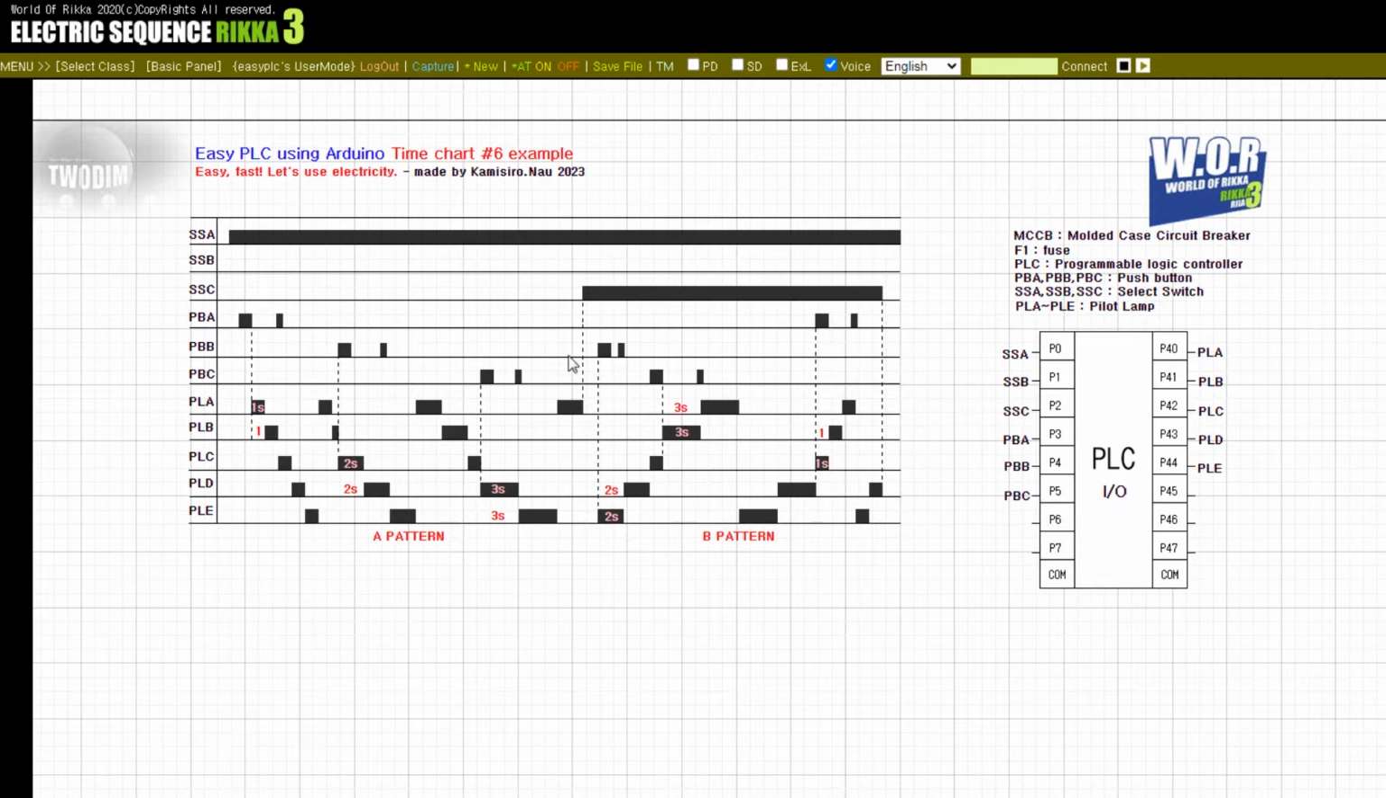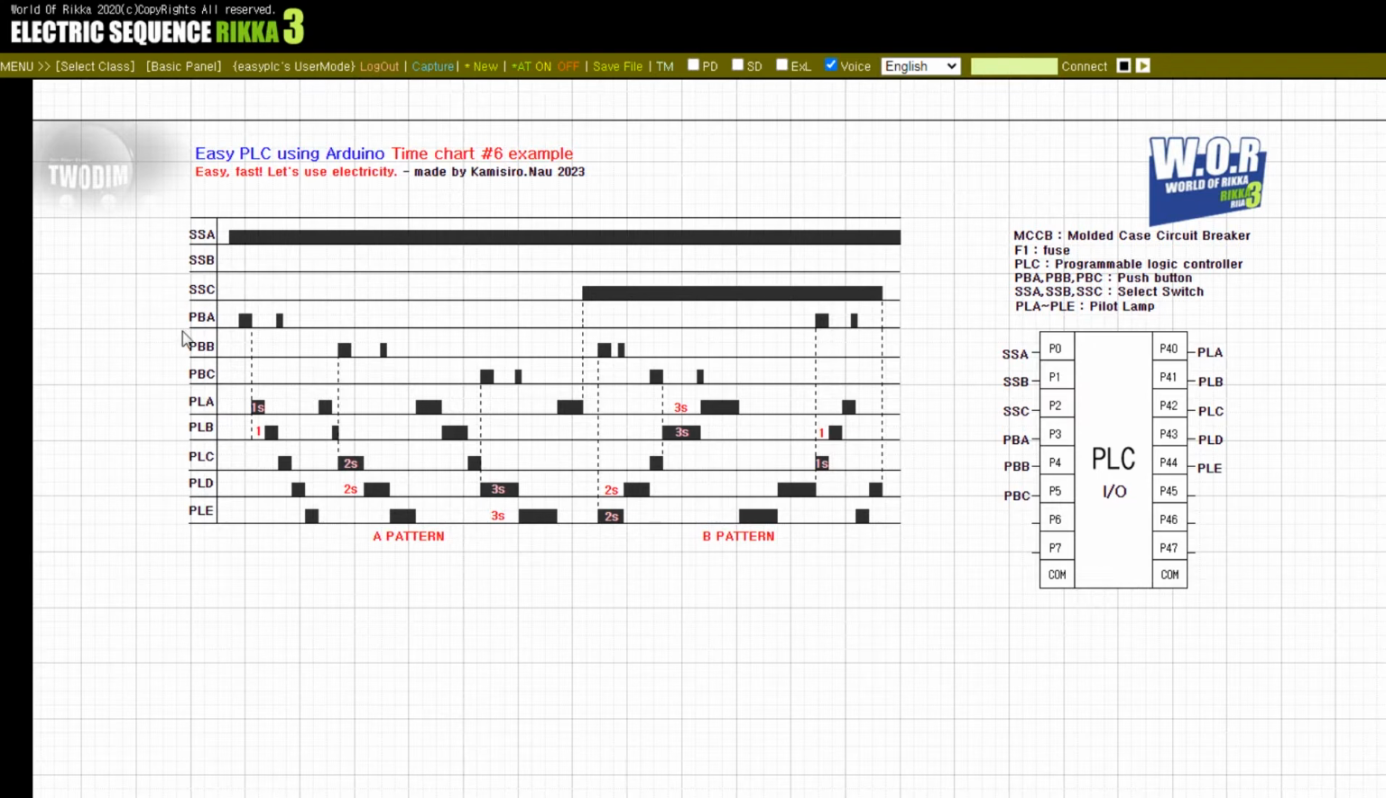Afterwards, when there is a push button PBB input, the lamp that is lit is turned off immediately and the lamp is repeatedly turned on and off every 2 seconds. After the same, according to the push button PBC input, the lamp turns on and off at intervals of 3 seconds. Pattern B operation is stopped if there is no selector switch SSC input.